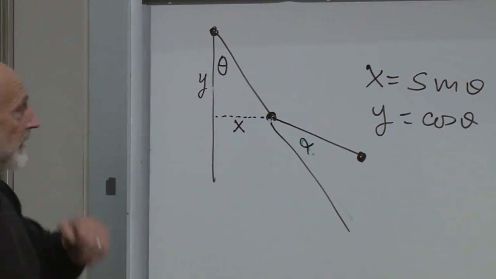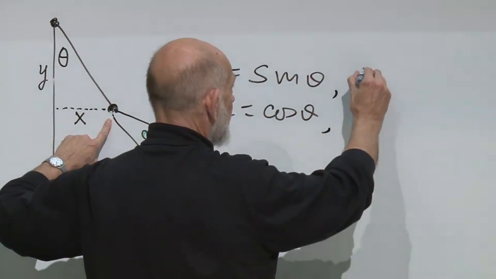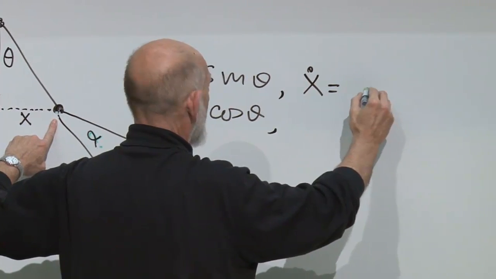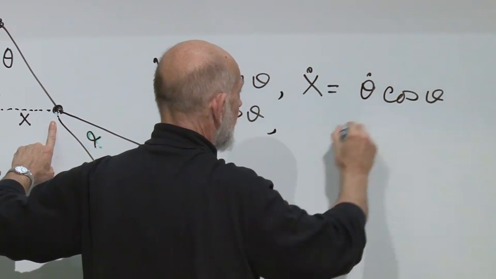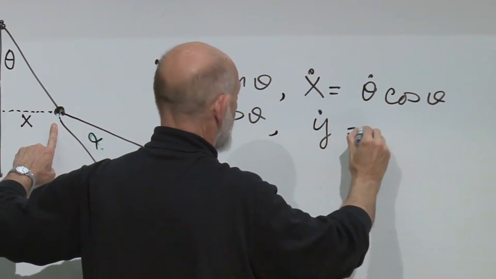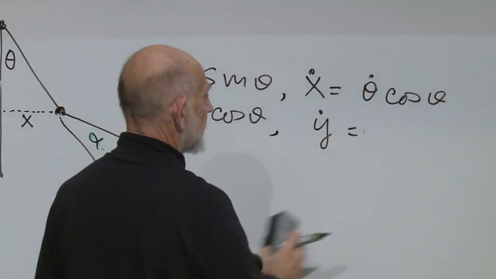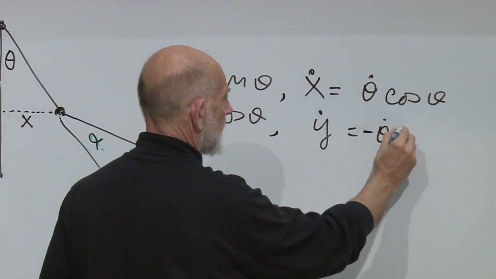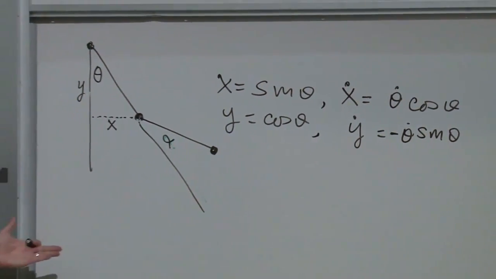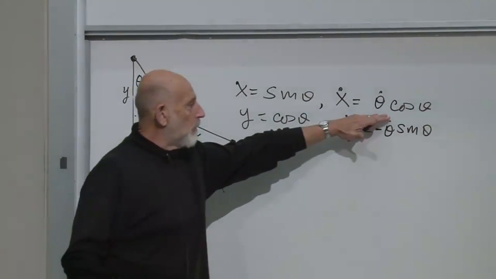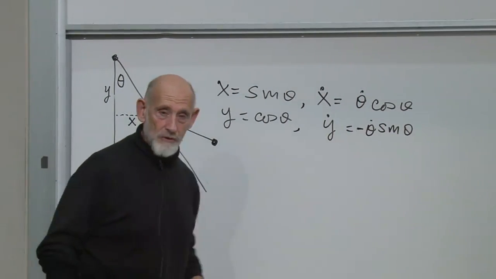However, we can also write the velocity of this pendulum bob. X dot is equal to theta dot times cosine theta, and y dot is equal to minus theta dot times sine theta. We just differentiated with respect to time, found x dot and found y dot. Here are our components of velocity. We really don't need x and y anymore.